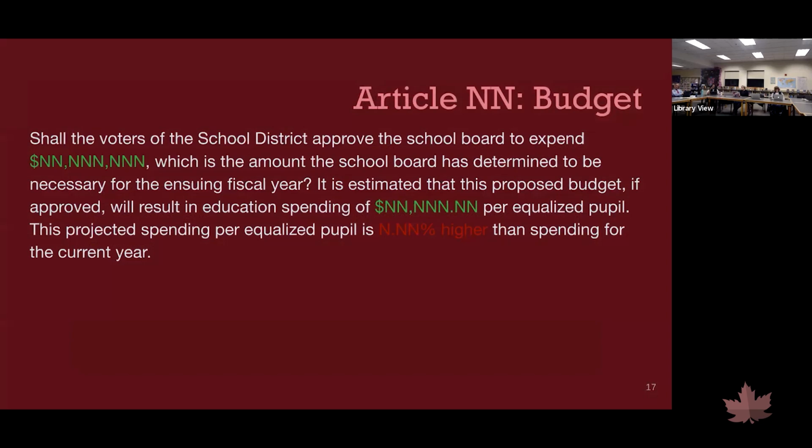On your warning, there will be an article that reads this way. So you're asking the voters to approve the amount you said you're going to spend. And then statute requires you to tell them what the spending per equalized pupil is and whether that spending is going up or down.